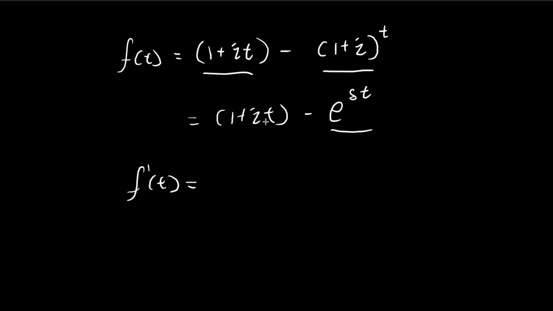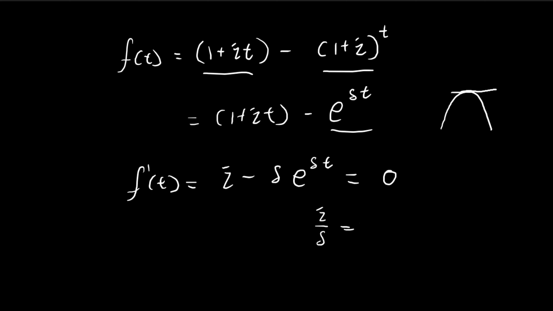So taking the derivative with respect to t, this becomes i minus delta e to the power of delta t. And we'll let this be equal to 0. So we want to find the point where the slope is 0. So this gives us the maximum. So i over delta equals e to the power of delta t. So t is equal to 1 over delta natural log of i over delta. So this is the answer.